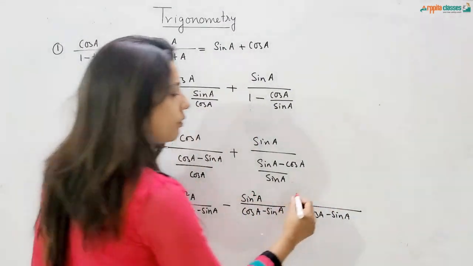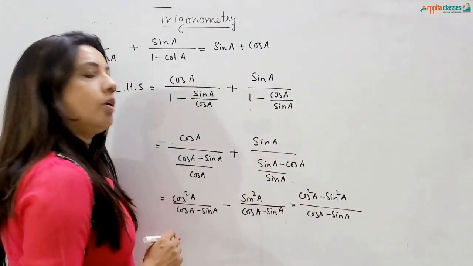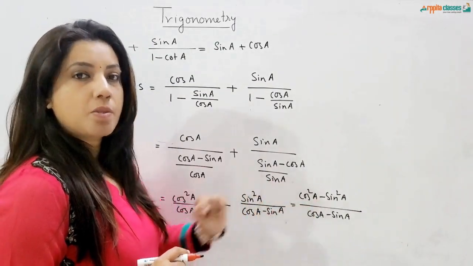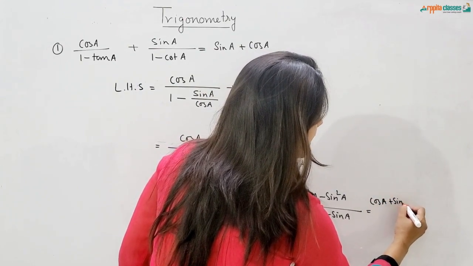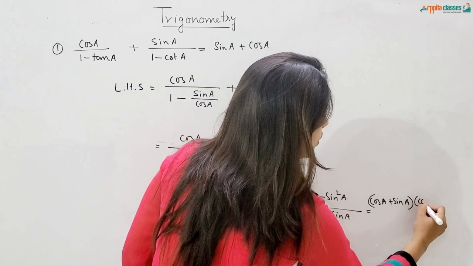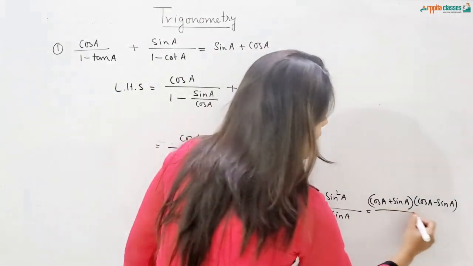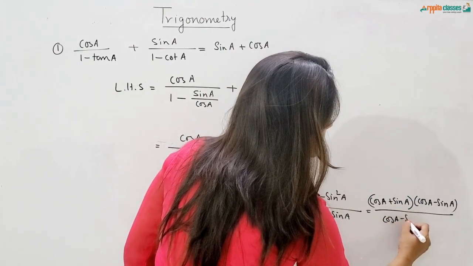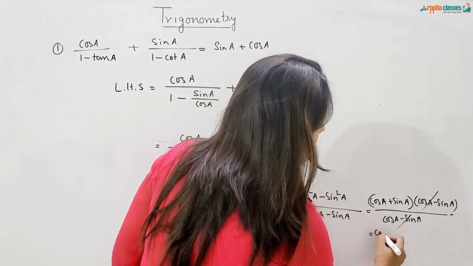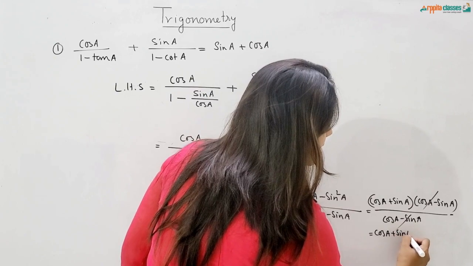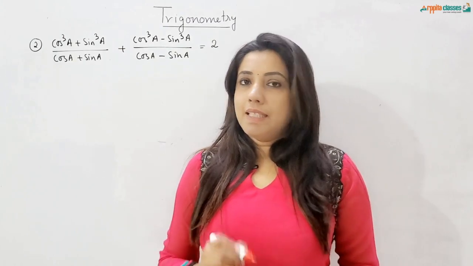So in the numerator it will be cos square A minus sin square A. Now if you look at the numerator, it is A square minus B square, which can be written as cos A plus sin A, that is A plus B, into cos A minus sin A, that is A minus B, and down also we have cos A minus sin A. Now this and this will get cancelled, and finally we'll get cos A plus sin A, which is your right hand side. Proved.